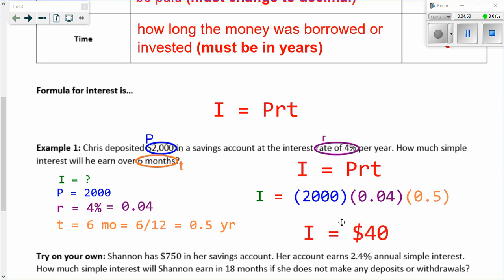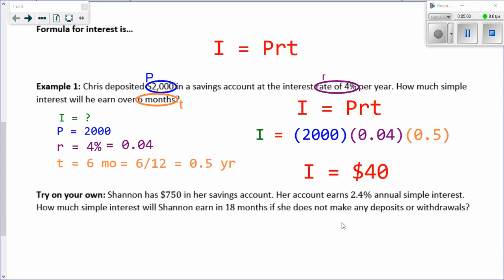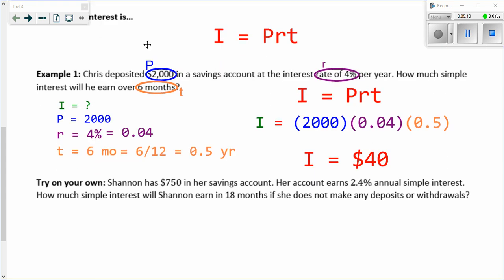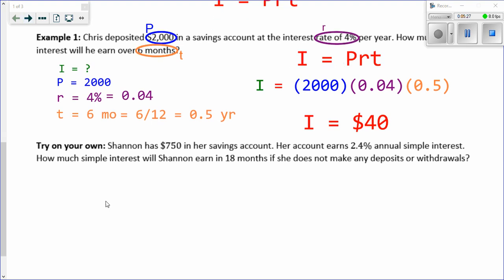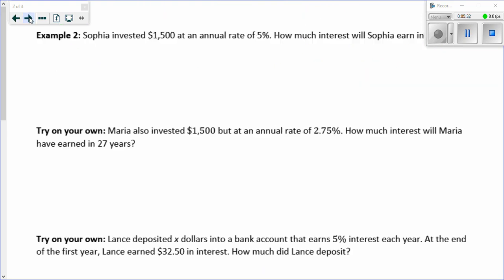So you put in 2,000, he just left it in the bank account for 6 months and he earned $40 just by leaving it alone. Okay? So now you guys are going to try this one on your own. I would set it up exactly how I did. Circling or color coding, whatever, the parts that you need, listing all 4 variables or letters and filling them in as you go, and that way you can fill in the formula. Okay? So you guys are going to try that one on your own. You can either pause the video now or come back to it. It's up to you. Okay?